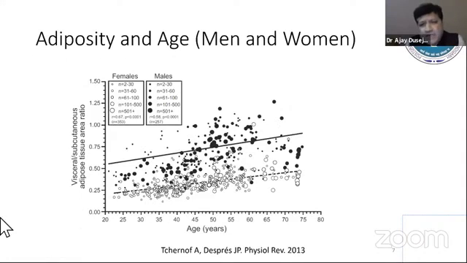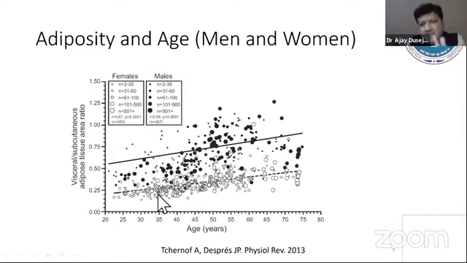So this is what I'm trying to show in this picture: as the age advances, and we all are getting aged now, we all tend to gain a little bit of fat. And this fat would come in both at the subcutaneous area as well as in the visceral adipose tissue. So both increase as the age advances.